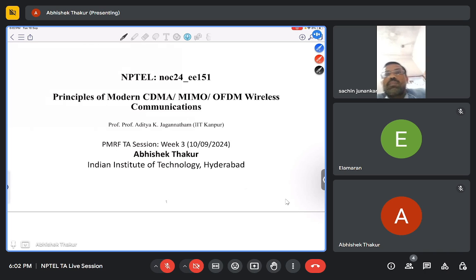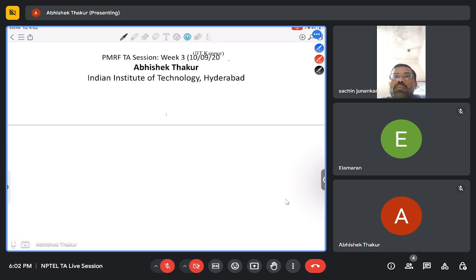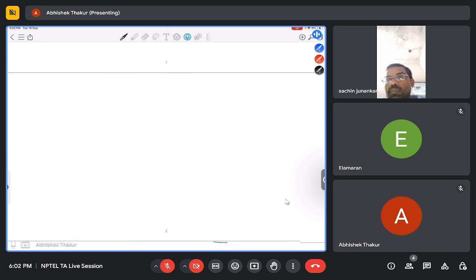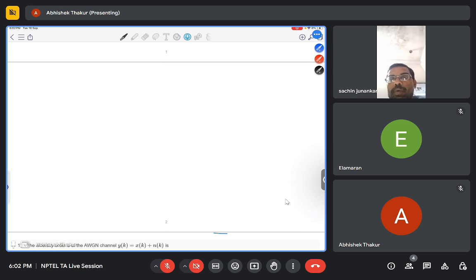Before starting the tutorial session, first we will see the basic understanding of multiple antenna systems. Basically, a multiple antenna system is used to increase the spectral efficiency and the data rate. As the name specifies, there will be multiple antennas at the transmitter, and there may be multiple antennas on the receiver side as well.